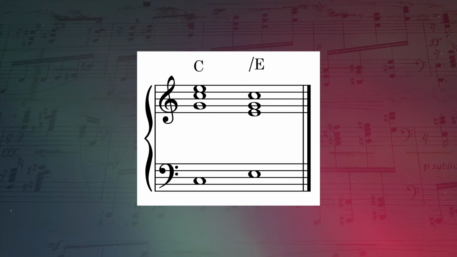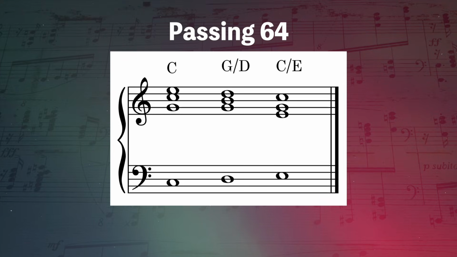For example, one in root position to one in first inversion, and you want stepwise motion in the bass. So here I have C going to C over E. To make a nice C, D, E bass line, I can insert G over D between them, which is a passing 6/4.